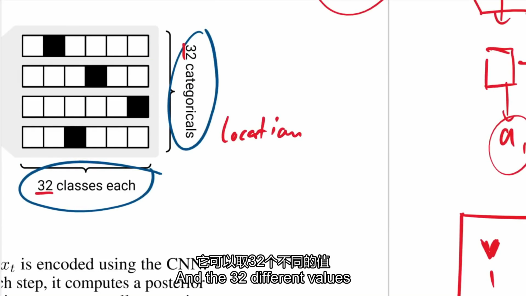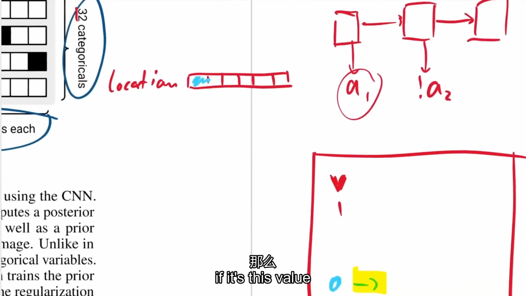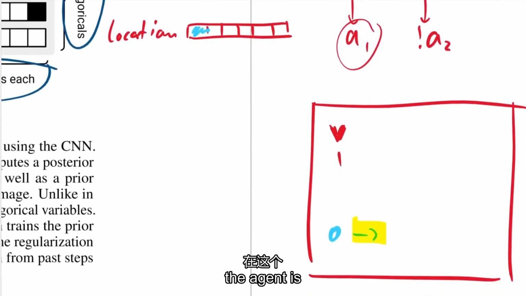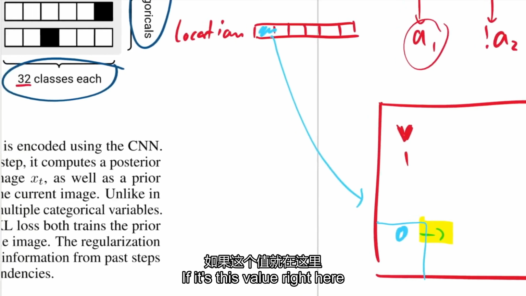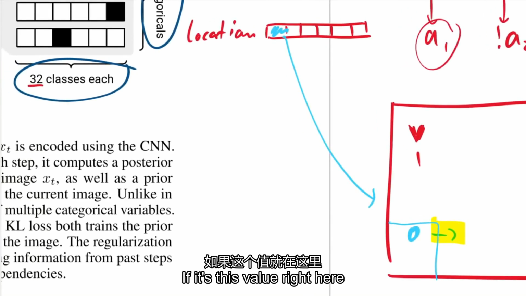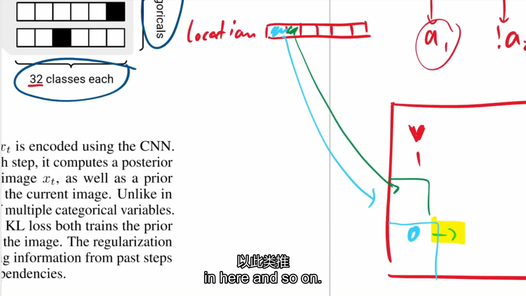Location, right? And the 32 different values it could take are maybe going to be, if it's this value, then it means the agent is somewhere down here in this quadrant or in this tile. If it's this value right here, the agent is going to be in here, and so on. So these are categorical values, and they can take one of these 32 different values. They can only take one.